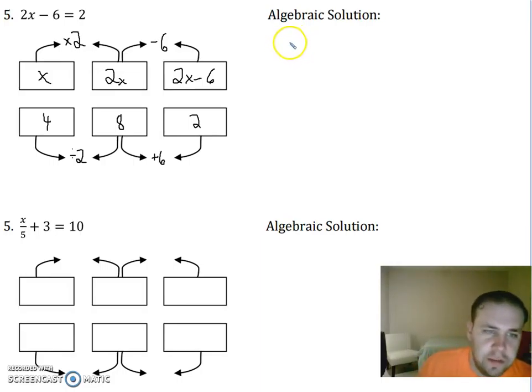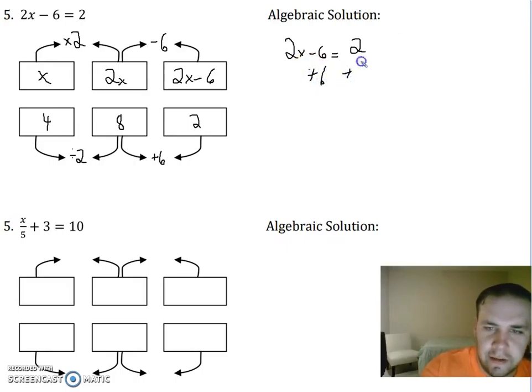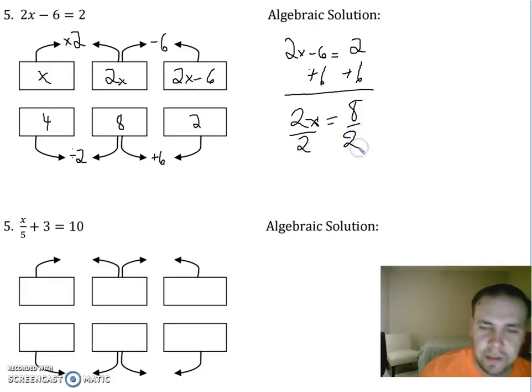So my algebraic solution would be 2x minus, or subtract 6, equals 2. Let's see if I can solve this out here. So first thing, we have to add 6 to each side. That's going to leave me with 2x equals 8. And then x is being multiplied by 2, so I need to divide both sides by 2. Therefore, x will equal 4.